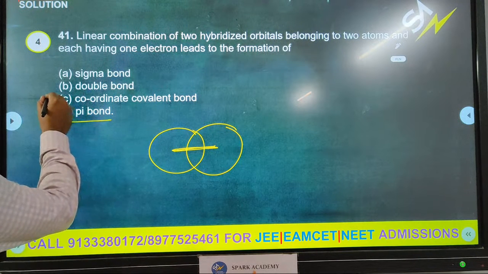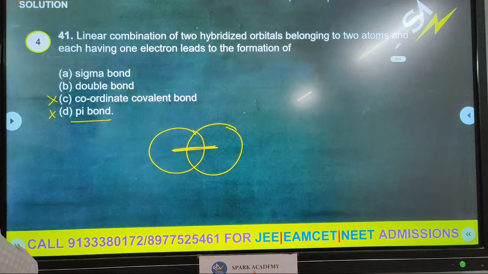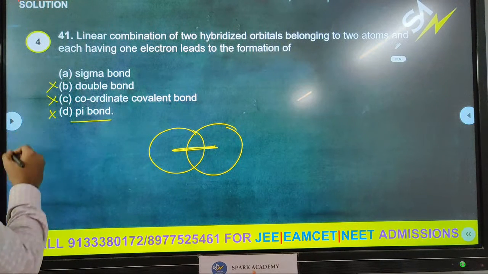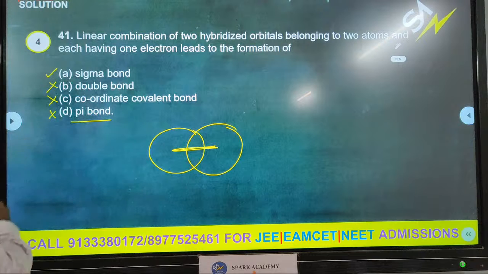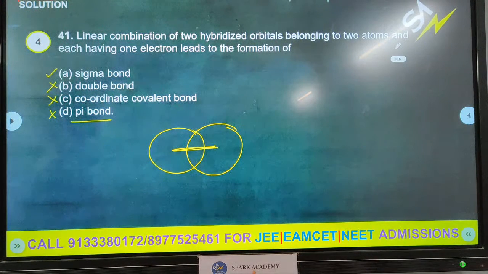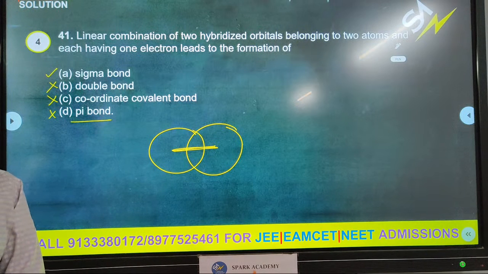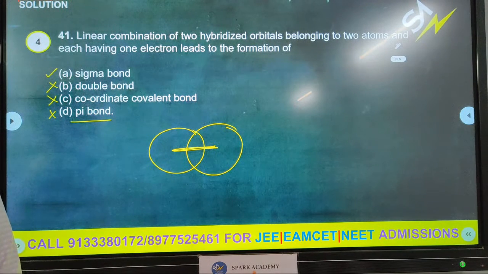Is it a coordinate covalent bond also? Wrong. What about a double bond? Wrong. Is it a sigma bond? Yes. So the linear combination of two hybridized orbitals belonging to the two atoms, each having one electron, leads to the formation of the first bond. Such a first bond is called a sigma bond. We already discussed it: the first bond is always sigma, the second bond is only pi. Clear?